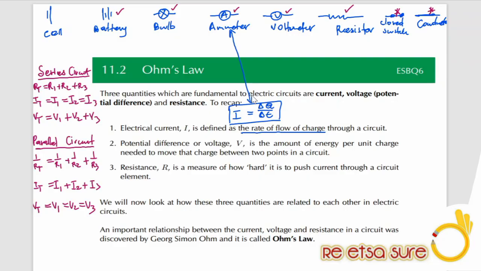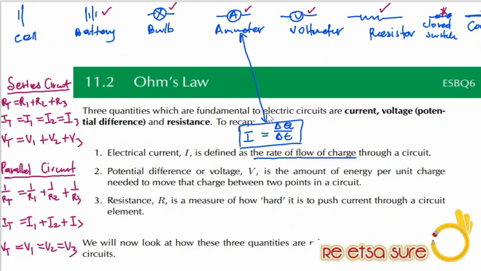Okay. Now when we are talking about number two, we are having potential difference. Potential difference I can just refer to as the battery or a cell or a voltage. Potential difference or voltage V is the amount of energy per charge needed to move that charge between 2 points in our circuit. Meaning when we talk about the potential difference, we are saying that it is the amount of energy per unit charge.